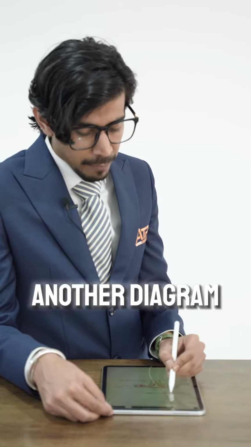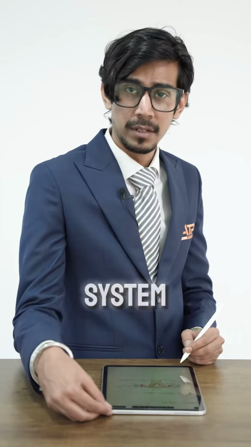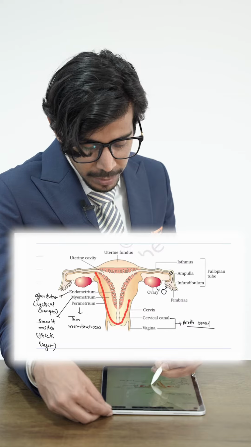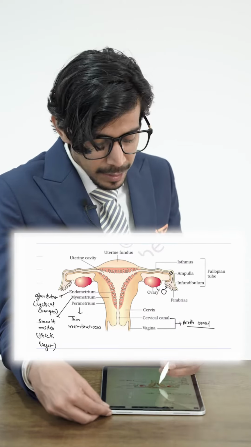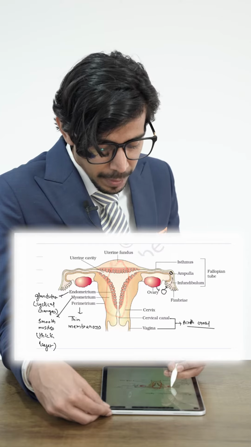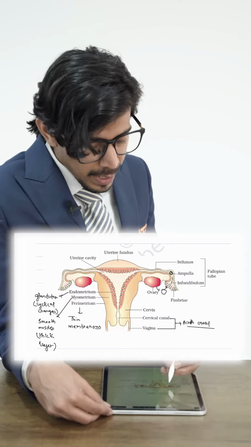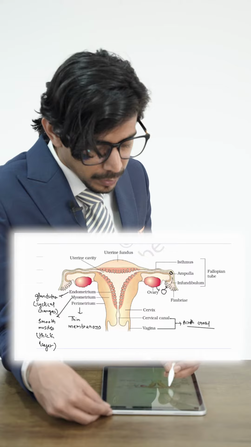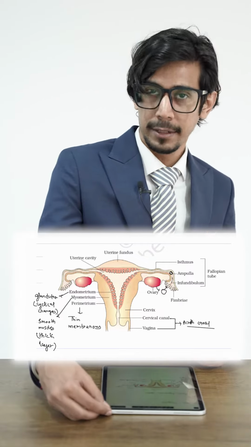In today's video, we are going to look at another diagram from the reproductive system which is very important. It's the female reproductive system. In the female reproductive system, you will see this inverted pear-shaped structure which is called the uterus, also called the womb. And this uterus or womb is connected to the primary sex organ of the female, which is the ovary, and they also occur in pair. The ovaries are connected with the help of these tube-like structures called the fallopian tube or oviduct.